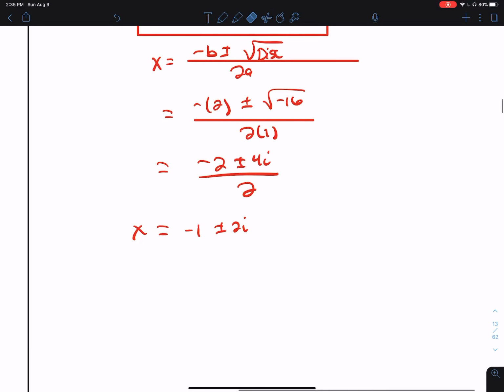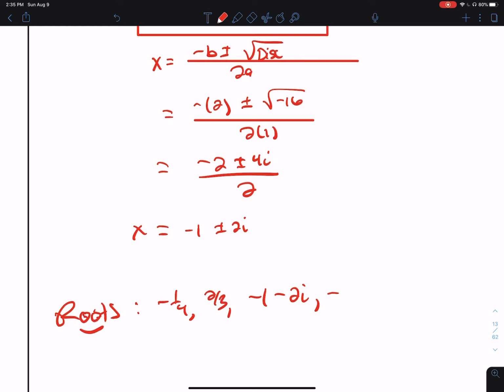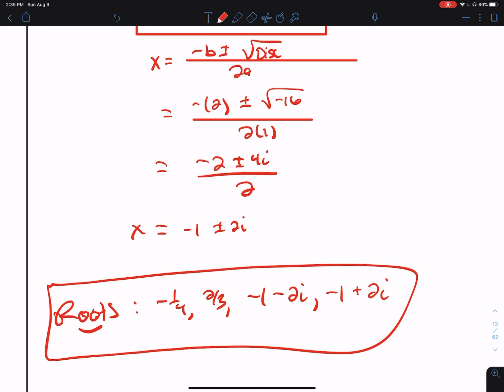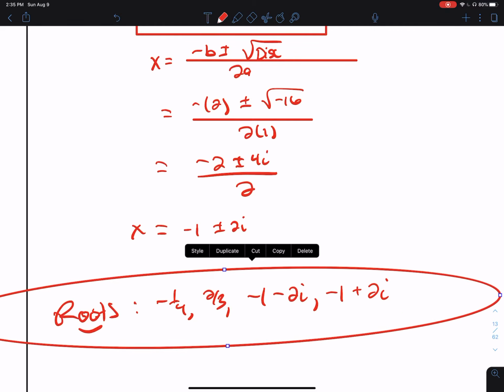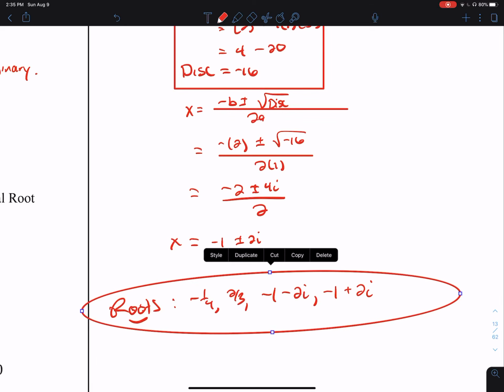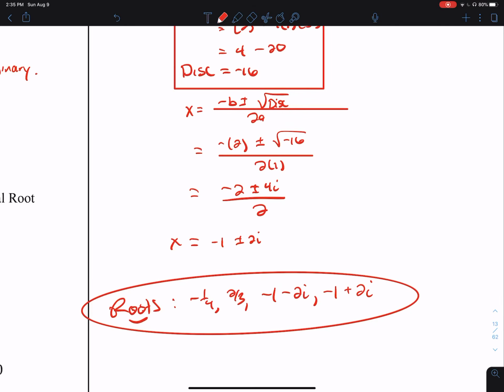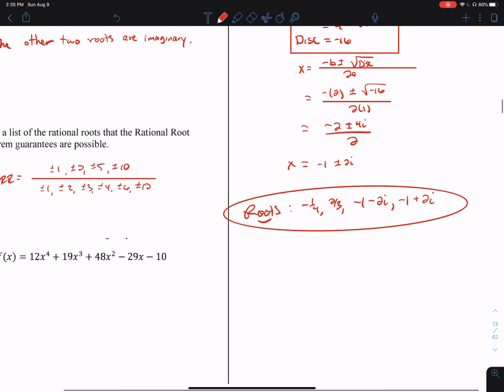So to write down all the roots of this fella, we got negative 1/4, 2/3, negative 1 minus 2i, and negative 1 plus 2i. So this is the first example that we've done in this chapter where we had to use the quadratic formula to solve the quadratic.